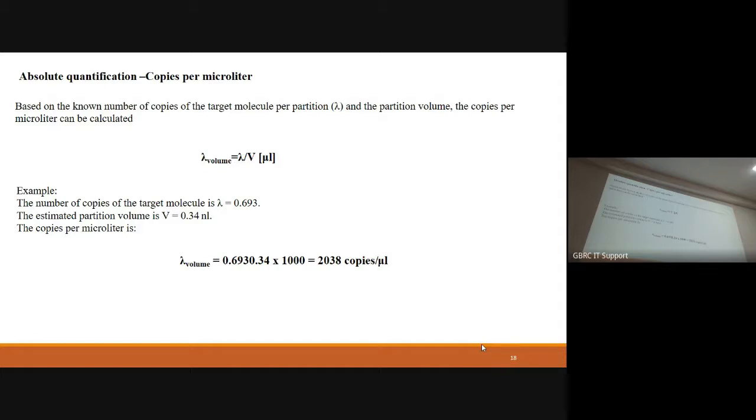So the copies per microliter will be your lambda value into the 1000. So this is the actual calculation. Then you can ask me in a practical session also. This is the way they calculate the copies per microliter, and they will give you output in this manner.